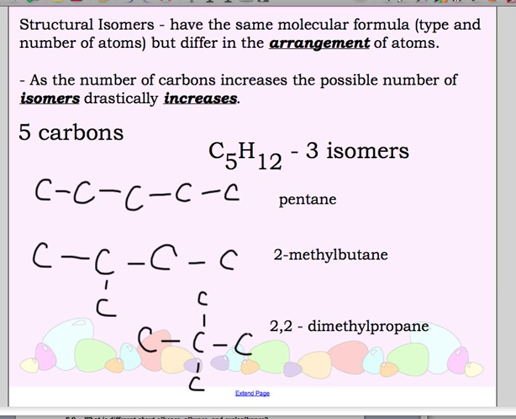So again, when you get 6 carbons, I think there's like 7 possibilities or something close to that, and you get much, much, much more. I think if you have 10 carbons, you have over 75 possibilities. So you get a lot more isomers very quickly the more carbons you have.